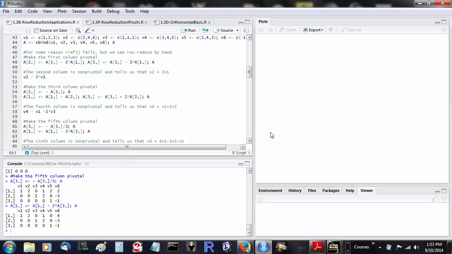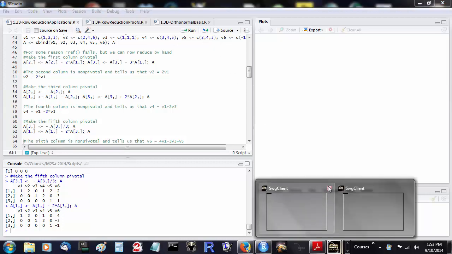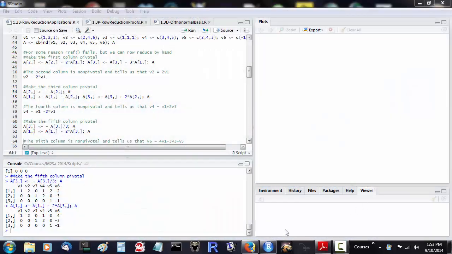Interpreting this now is interesting. So let's look at that first non-pivotal column, V2. What that means is that the second column of my original matrix is twice the first column of the original matrix. You can just see that at the top of the screen. You might already have noticed that 2, 4, 6 is precisely twice 1, 2, 3.